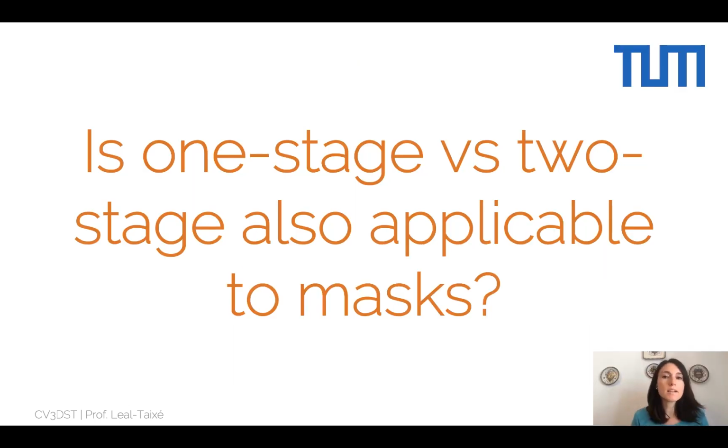So of course, mask RCNN derives from fast RCNN, which is a 2-stage detector. And we saw that besides 2-stage detectors, we also had 1-stage detectors, which were actually faster. So now the question is, can I also apply this 1-stage, 2-stage concept to masks? So essentially, can I have 1-stage instance segmentation methods?